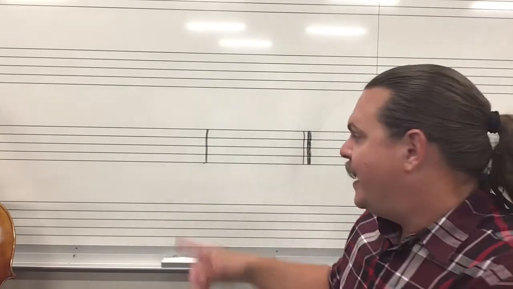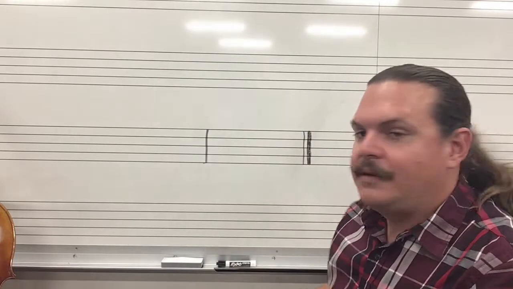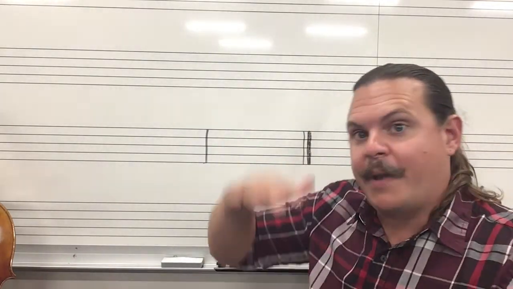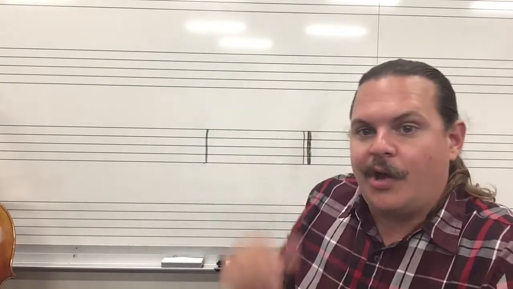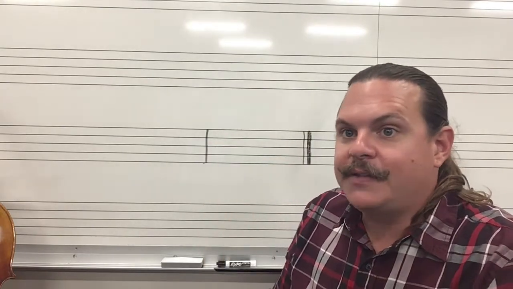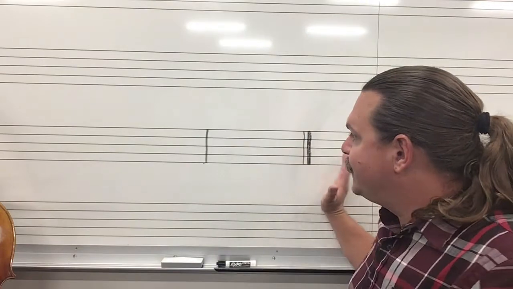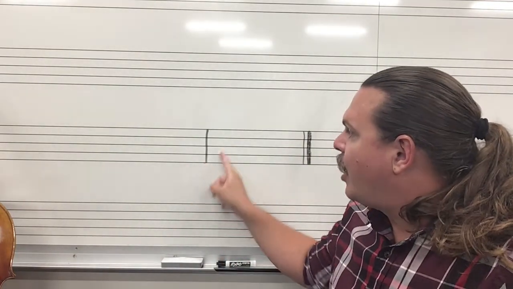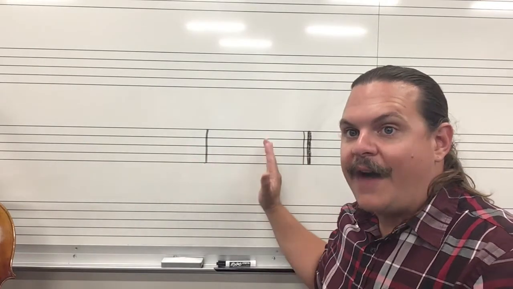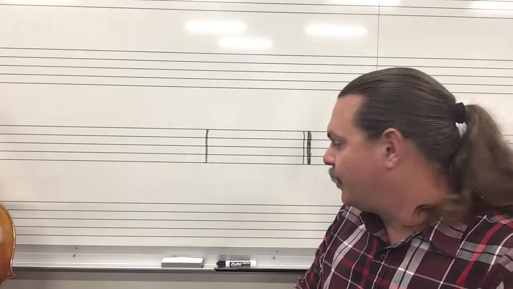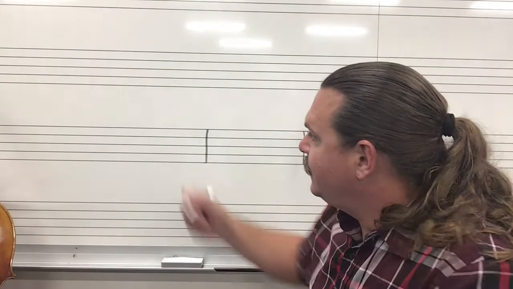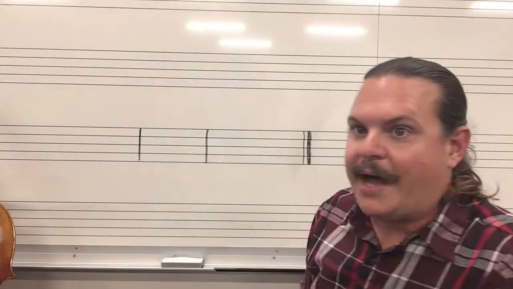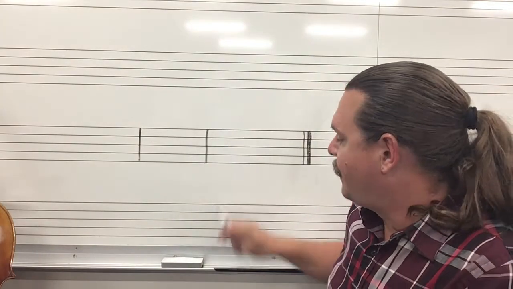So our staff is divided into 5 lines and 4 spaces. These 5 lines and 4 spaces help us know how high or low the pitches are sounded. Now we also can divide that horizontally into something called measures. And we use something right here called a bar line in order to divide our section into smaller squares. A bar line is just a vertical line that connects the top and the bottom of the staff, the top line and the bottom line of the staff.